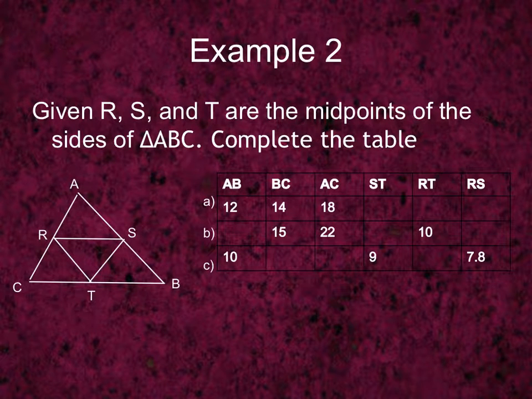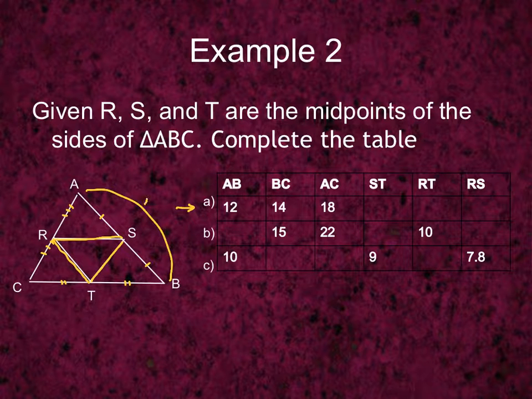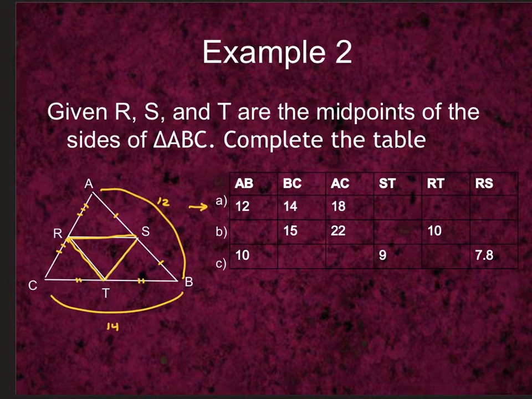Example 2 says, given R, S, and T are the midpoints of the sides of triangle ABC, complete the table. So if they're midpoints, then this is congruent to this, this to this, this to this. Which means ST is a midsegment, RS is a midsegment, and RT, they're all midsegments. So for A, which is running this way, A tells you AB is 12. This whole side is 12. BC, this whole side here, is 14. And AC is 18.